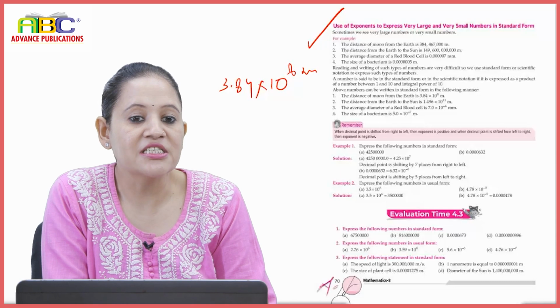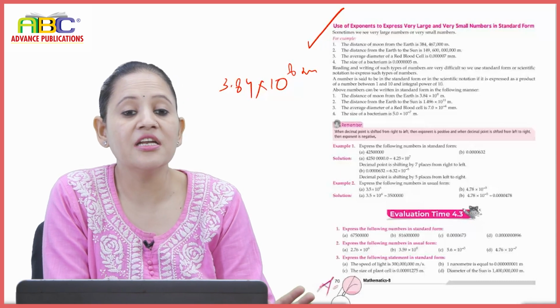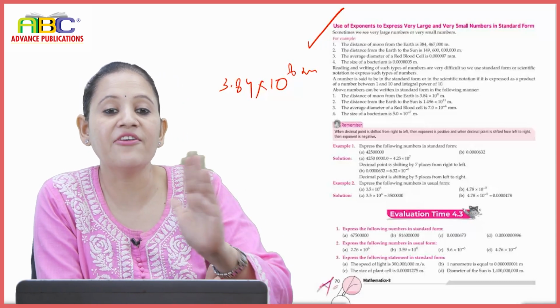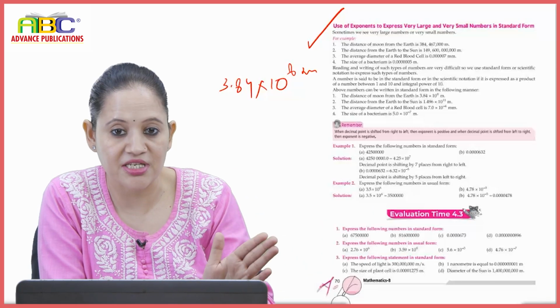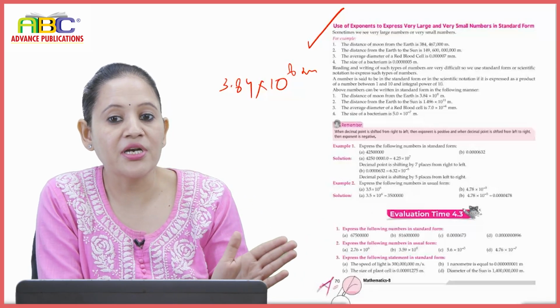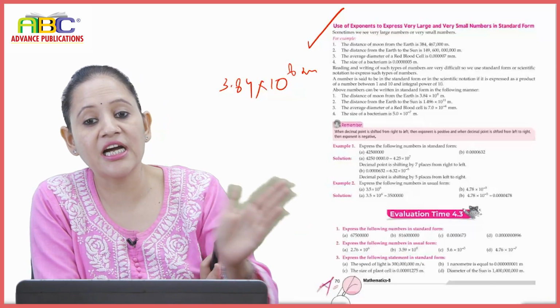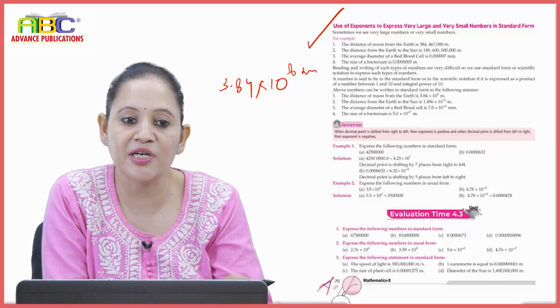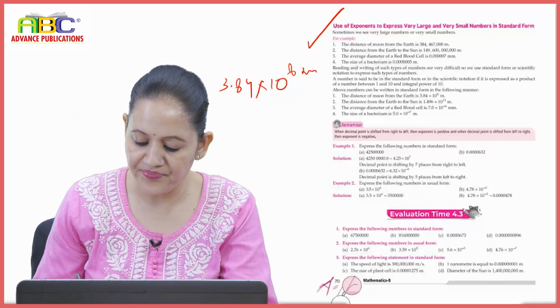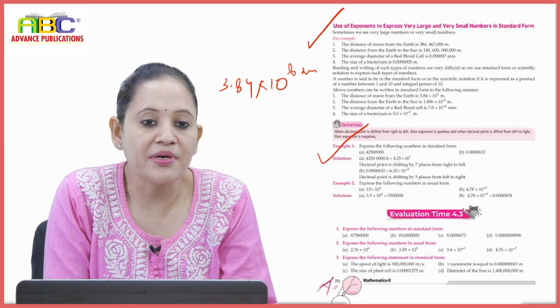When decimal point is shifted from right to left, अगर decimal point को हम right से left पे shift कर रहे हैं, then exponent is positive. And when the decimal point is shifted from left to right, अगर left से right में हो रहा है तो वो exponent negative हो जाएगी। Example समझते हैं। Express the following number in standard form.